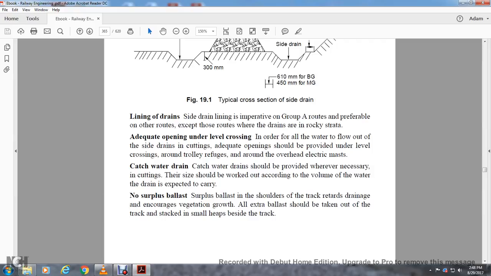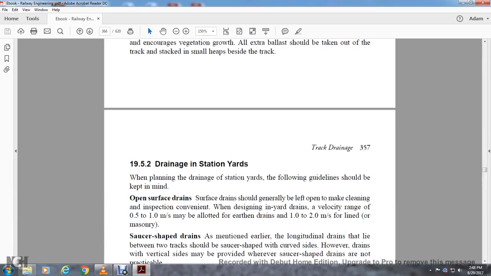Catch water drain. A catch water drain should be provided whenever necessary in cuttings along the side, and it should be designed according to the volume of water the drain is expected to carry. No surplus ballast. Surplus ballast on the shoulders of the track retards the drainage and encourages vegetation growth. All extra ballast should be taken out of the track and stacked in small heaps beside the track.